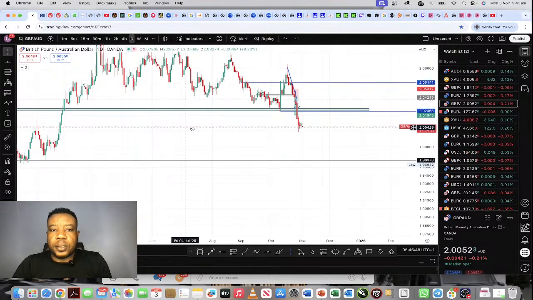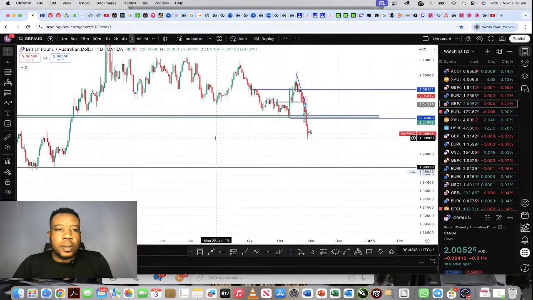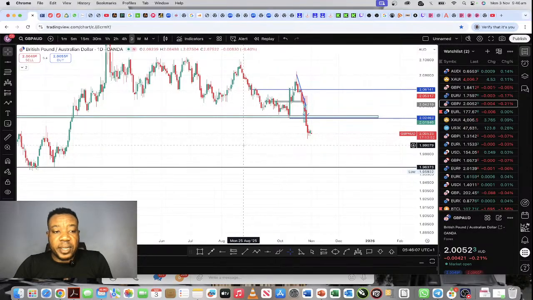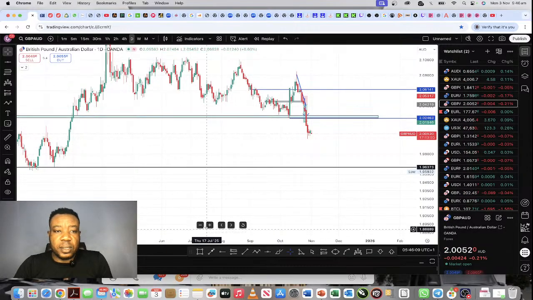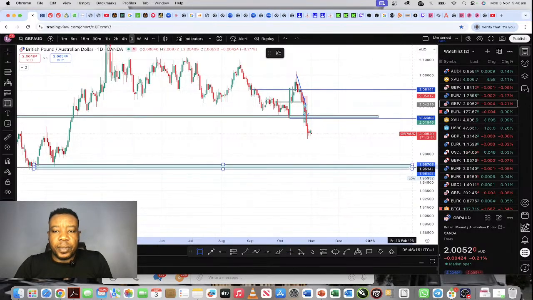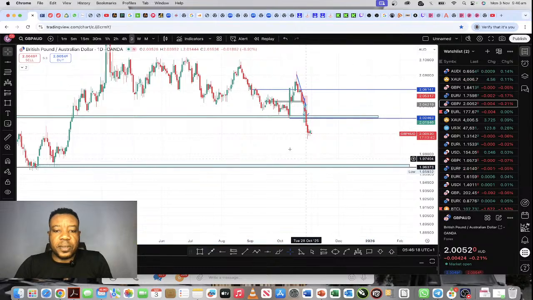All right, so now on daily time frame on GBP/AUD, we see how far GBP/AUD has moved. We're expecting GBP/AUD to move towards the downside, to still get to this zone right here. I'm expecting GBP/AUD to get to this level.